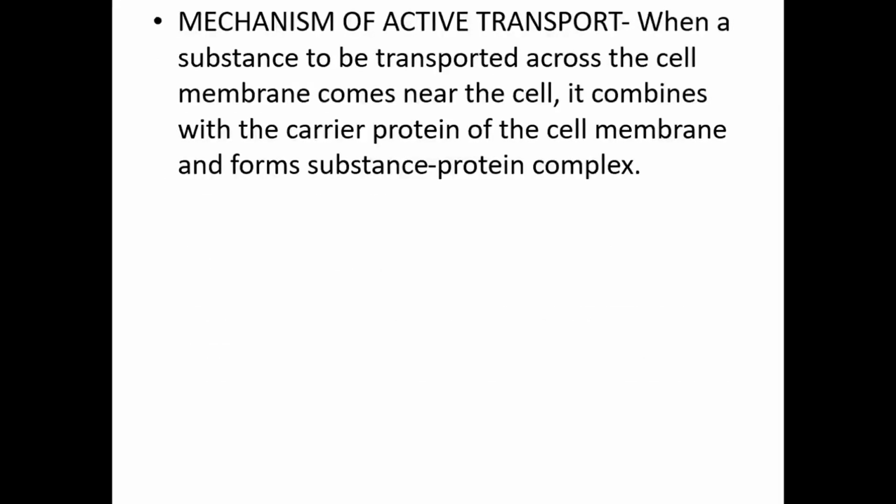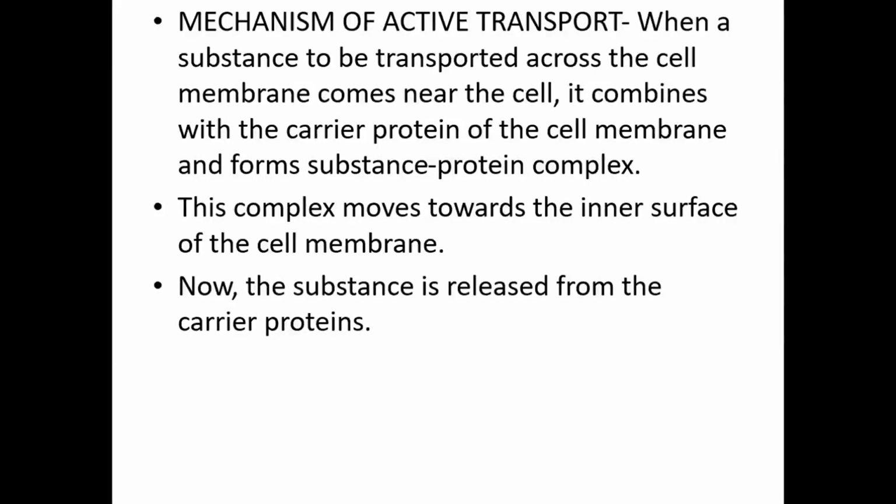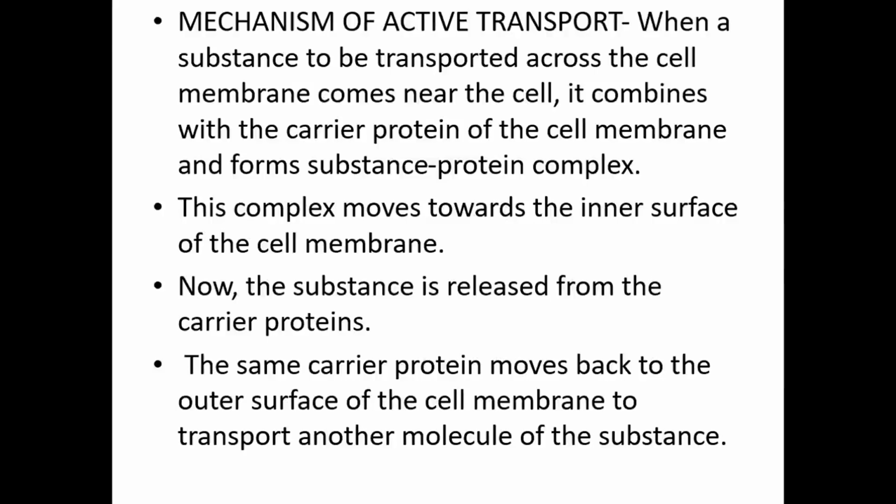When a substance to be transported across the cell membrane comes near the cell, it combines with a carrier protein of the cell membrane and forms a substance-protein complex. This complex moves towards the inner surface of the cell membrane. Now, the substance is released from the carrier protein. The same carrier protein moves back to the other surface of the cell membrane to transport another molecule of the substance.